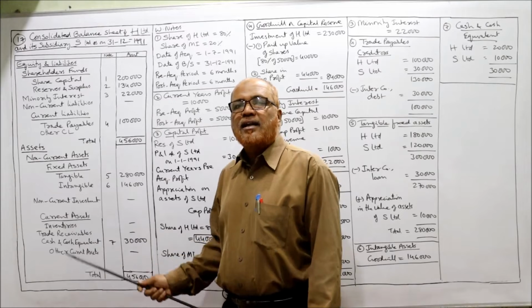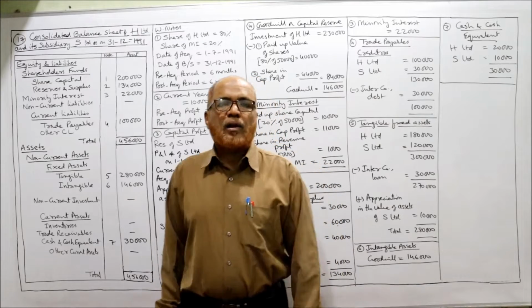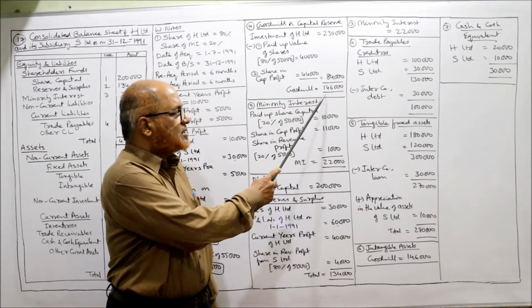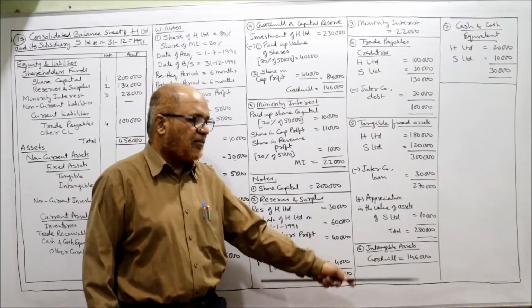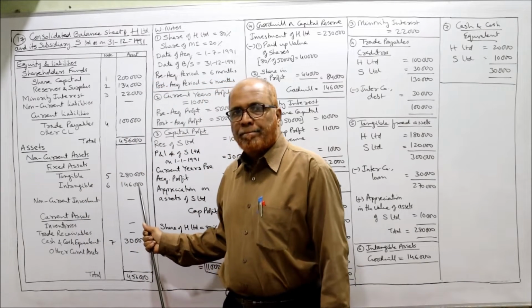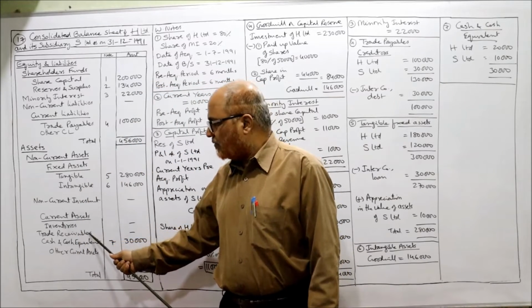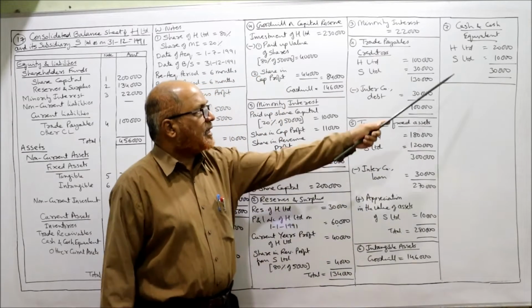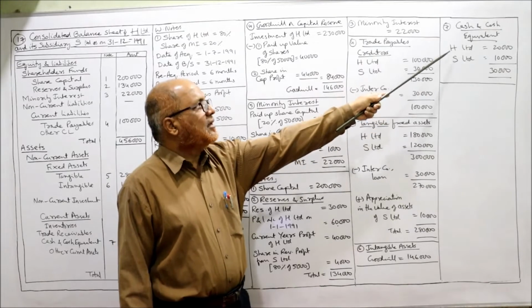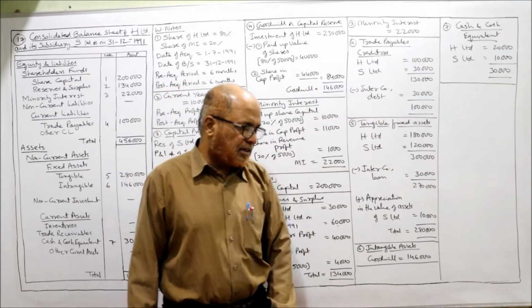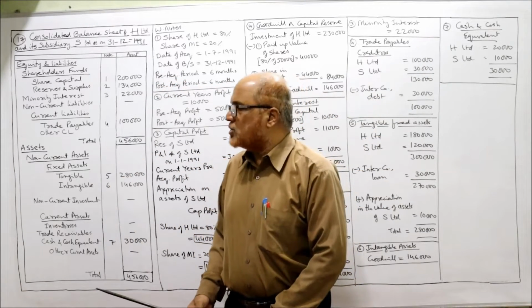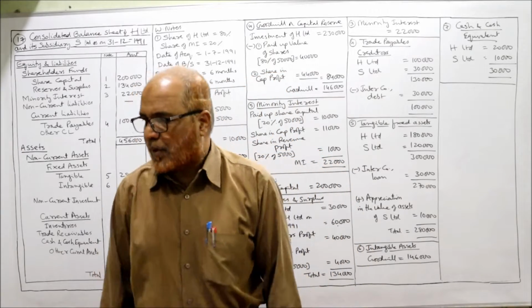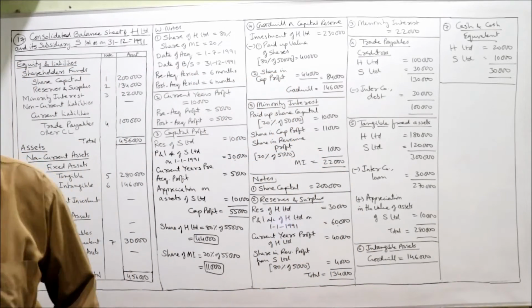2,80,000. Intangible asset is the goodwill. Already goodwill we have calculated 1,46,000. So intangible asset goodwill 1,46,000 I have taken. We don't have inventory, we don't have trade receivable, cash and cash equivalent. So here cash and cash equivalent, bank balance is there. H Limited, S Limited, take 30,000 total. 30,000 total. This is the end of problem number 17.